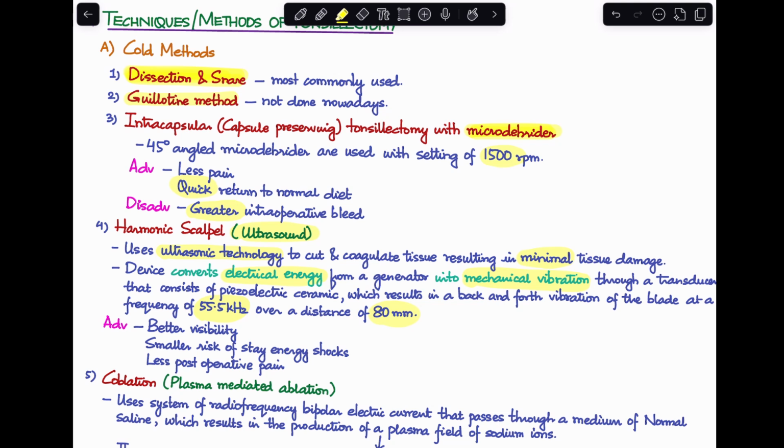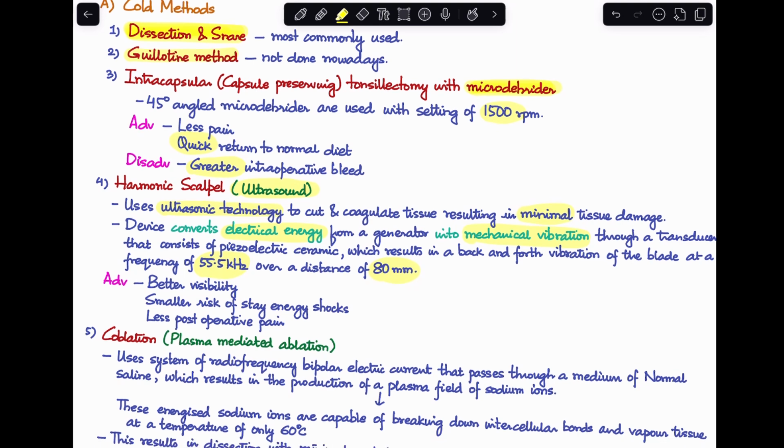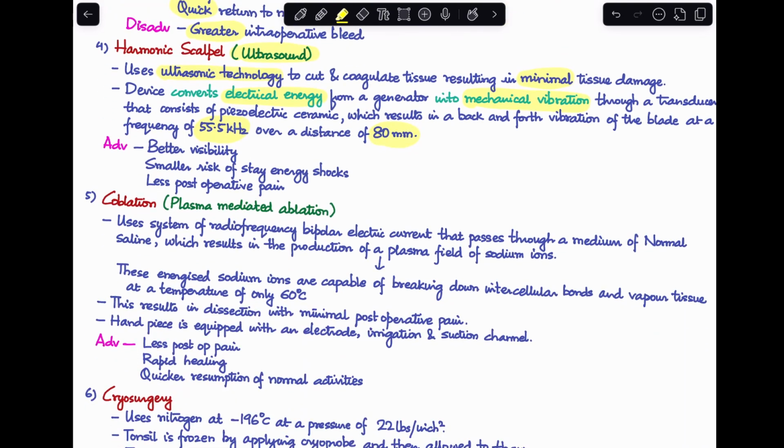So basically, there is a conversion of electric energy to mechanical vibrations or mechanical energy that happens over here, and this happens with the use of ultrasonic technology. What are the advantages of this method? It has better visibility, smaller risk of stray energy shocks, and less post-operative pain.